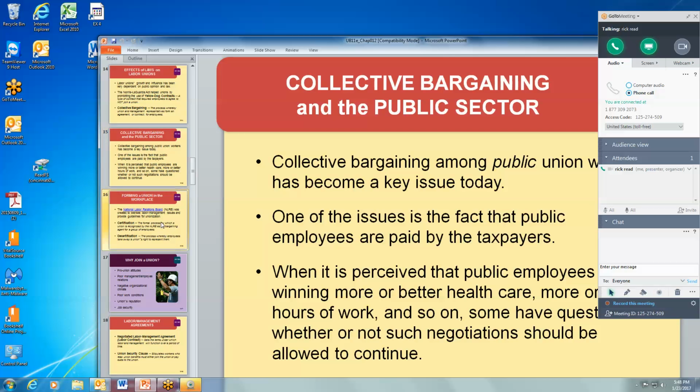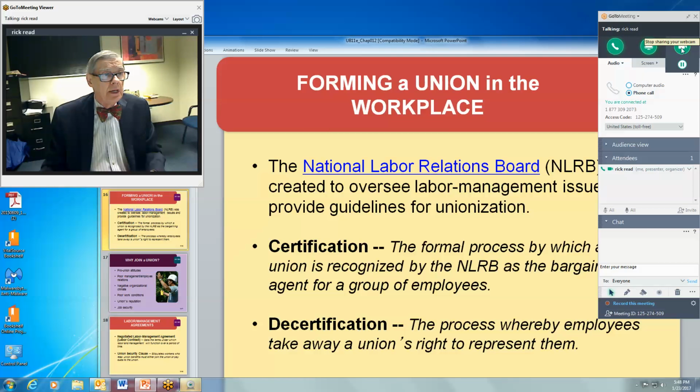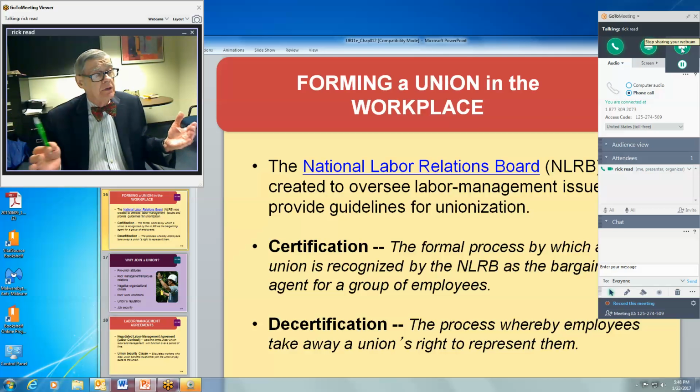Now, here's what happens if you want to form a union. You have to have a union drive, if you will, and you have to have a certain percentage of people sign a card saying, yes, I want to join a union. Then those petitions are sent to the NLRB, the National Labor Relations Board. They will come and hold an election. And it has to have 50% plus one to certify a union as the bargaining agent.